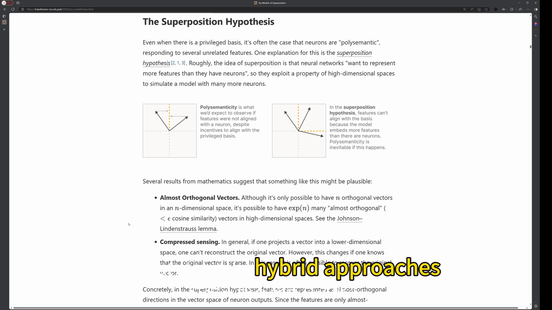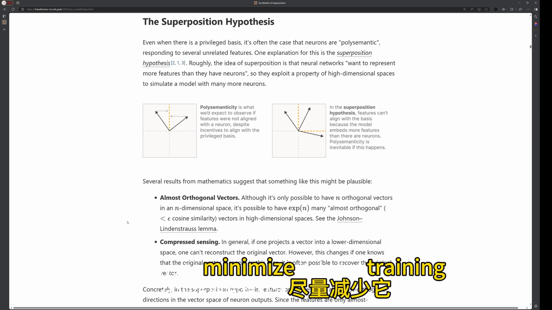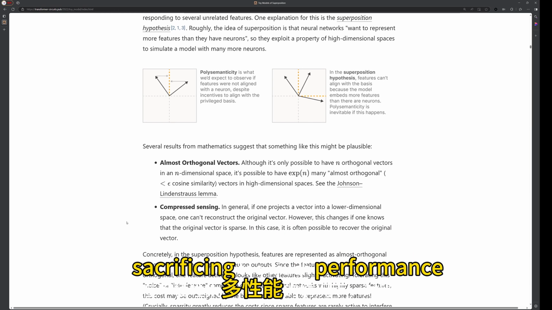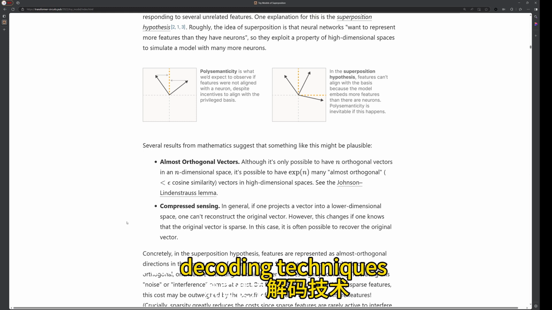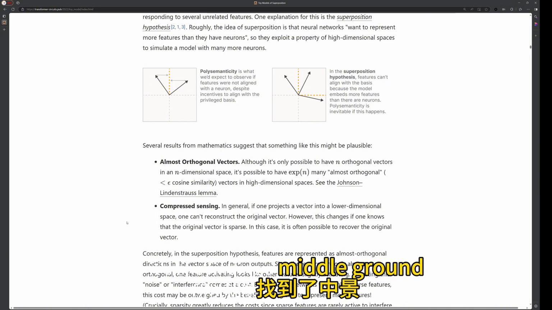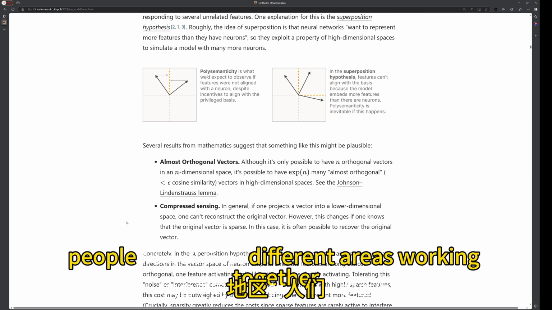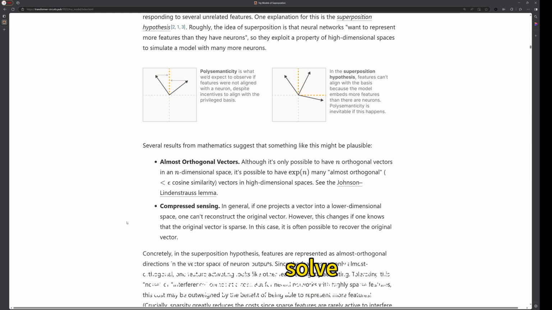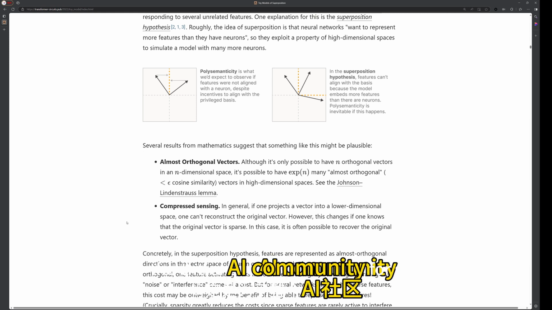Okay, so what about the hybrid approaches then? So maybe we can find ways to minimize it during training without sacrificing too much performance, and then use decoding techniques afterwards. So it's like finding a middle ground. Exactly. This feels like something that requires a massive collaborative effort. It does. We need people from all these different areas working together to solve this. So understanding superposition is a fundamental problem for the entire AI community.